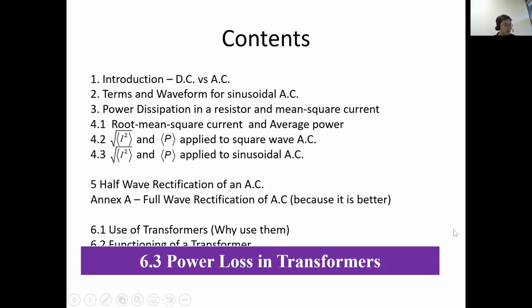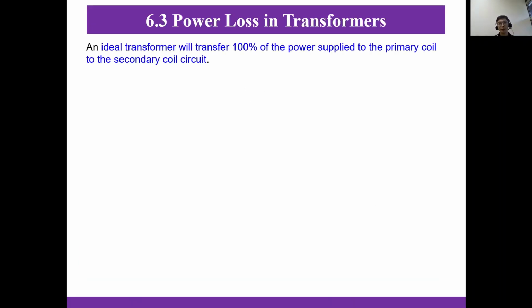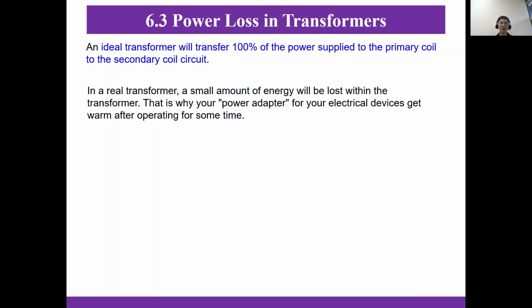We now start part 6.3, power loss in transformers. In 6.2, and in fact in all the calculation questions, we generally deal with ideal transformers where there's no loss in power. But that's not true, right? In effect, most transformers do lose power. In reality, we know that things are not perfect, right? So you have experienced this before, right?